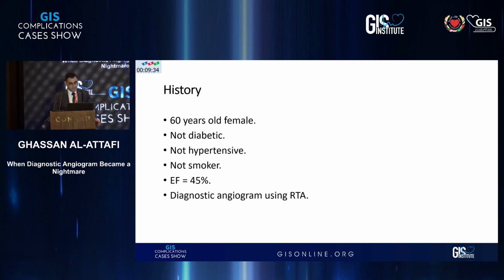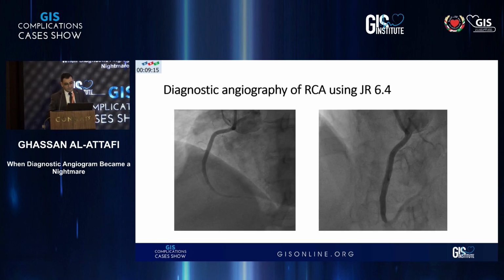A 60-year-old female, without any risk factors for being ischemic, has a history of mild chest pain and dyspnea with an LV ejection fraction of 45%. She underwent diagnostic angiogram to exclude ischemia as a cause of LV dysfunction. The left system was normal. I didn't include the angiogram because of the limited number of slides.